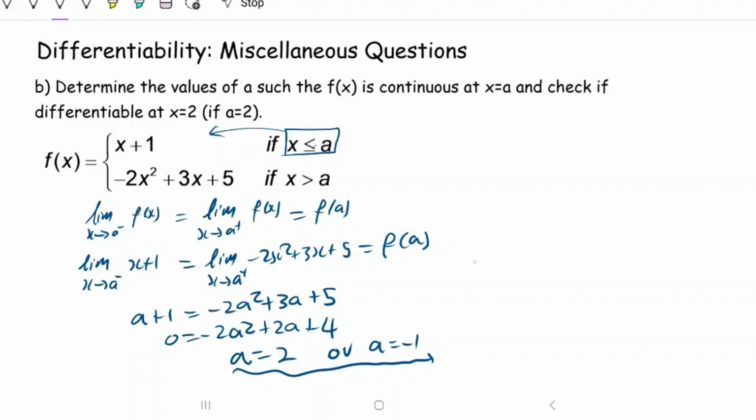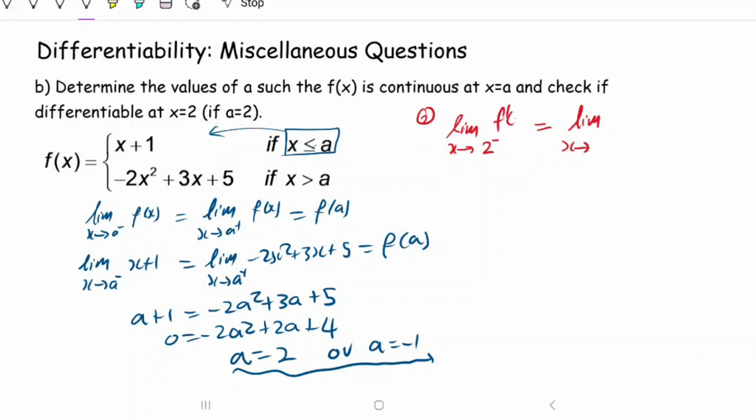The other thing that they wanted us to do is to check if this is differentiable at a equals 2. So we remember that we have a condition for differentiability. The condition for differentiability is that the limit of the derivative needs to exist. So we want to check the limit as x tends to 2 from the left of the derivative. The derivative there is equal to 1.